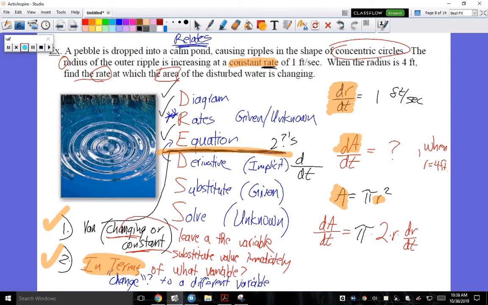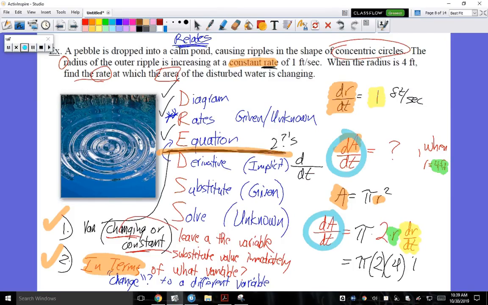Okay? Now here we go. I'm going to use a positive 1 for dr dt. Remember, I'm looking for dA dt. That's my unknown. I'm looking for this. That means I should have an r somewhere. If not, I should be able to find an r, because sometimes you're not just going to be given that r. You have to find it. What is r? 4. So this will become pi times 2 times 4 times a positive 1.